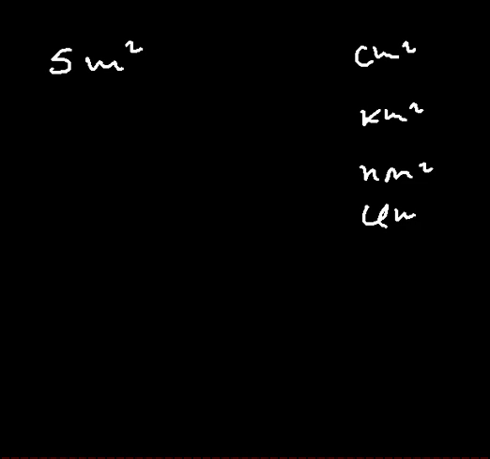Let's say we have 5 meter square. How should you have this in centimeter square, and kilometer square, and nanometer square, micrometer square, and picometer square? So how should you have that one? The principle remains the same. We are to express it in terms of centimeter square.